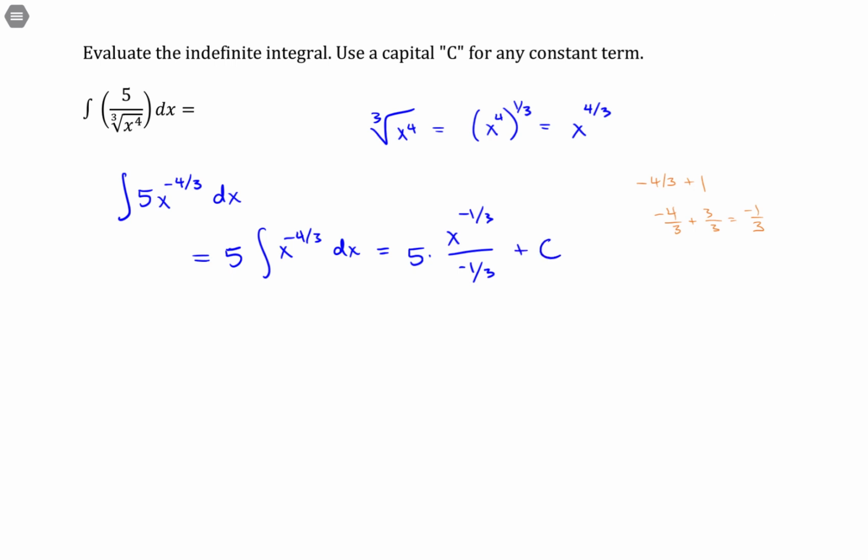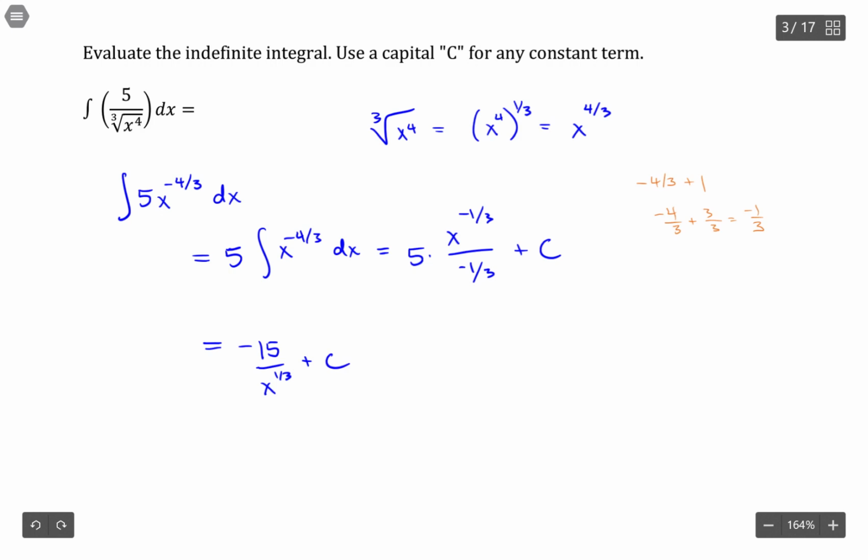Now, in terms of simplification, there's really not a whole lot that can be done. It's really just manipulating constants, so let's take care of that, get it as simple as possible. 5 divided by negative 1/3 would be the same thing as 5 times negative 3, which is negative 15. X to the negative 1/3 power is the same thing as x to the positive 1/3 power.